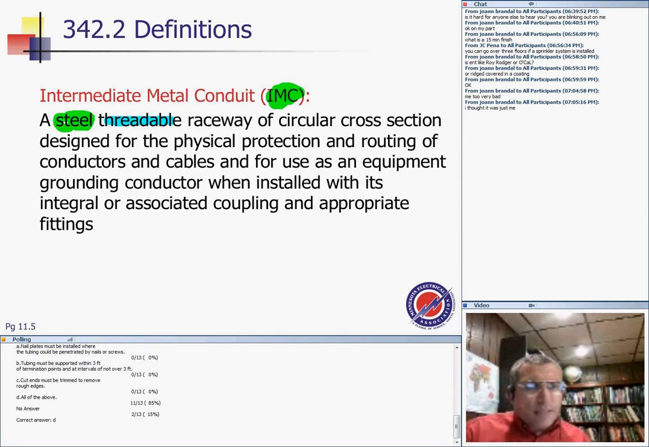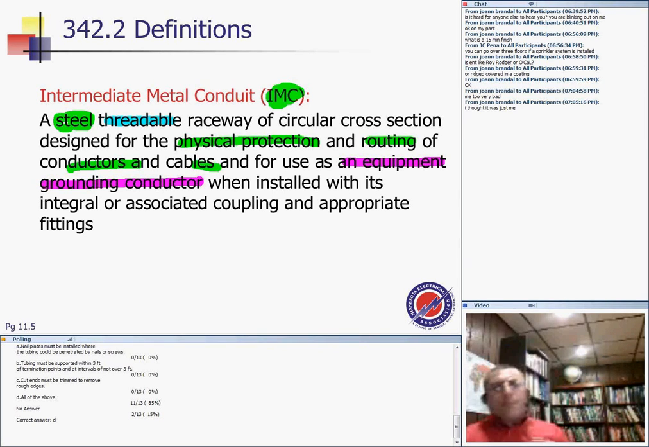Raceway, cross-sectional area designed for, again, physical protection, routing of conductors or cables, and look how they made it very clear, and used as an equipment grounding conductor. So that's very important. So you don't need an equipment grounding conductor when installed with its integral or associated couplings and appropriate fittings. I emphasize that it's a steel conduit. You can thread it, as we all know, mainly for physical protection, and it's an equipment grounding conductor.